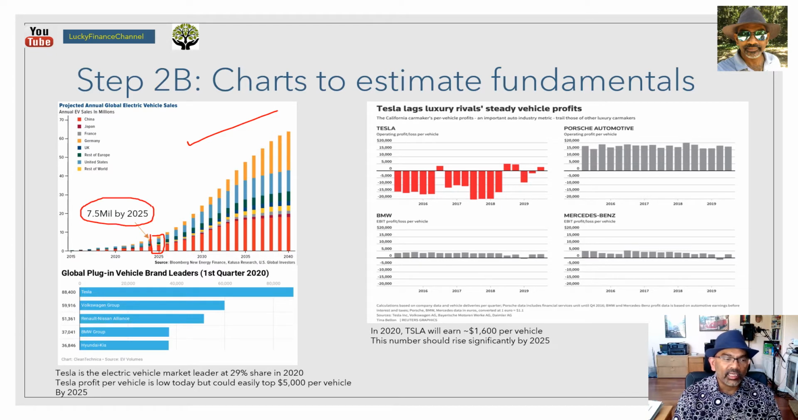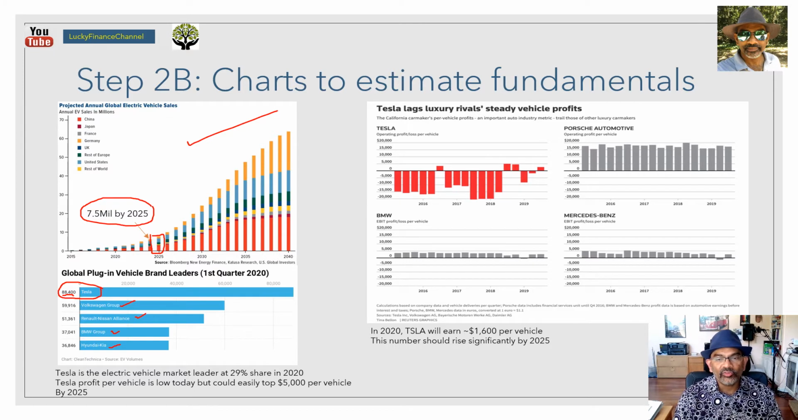If you look at the current market share for electric vehicles, Tesla has about 29% market share. At the end of the first quarter, Tesla reported 88,400 vehicle sales, which is very impressive. The rest of the pack here is Volkswagen, Renault, BMW, and Hyundai Kia. But Tesla has about 29%.